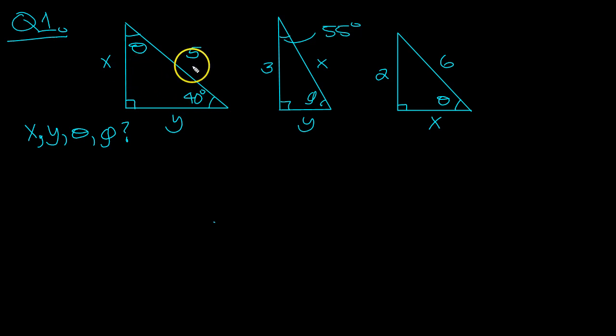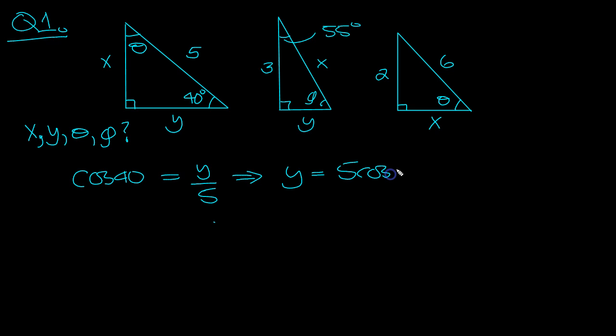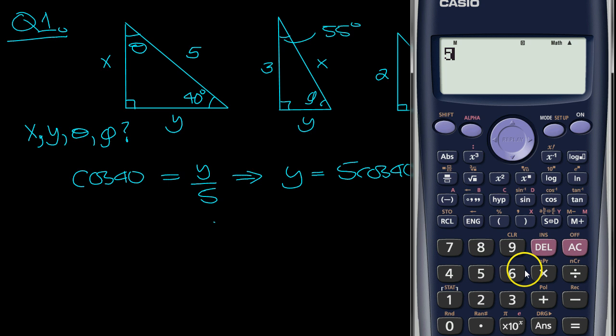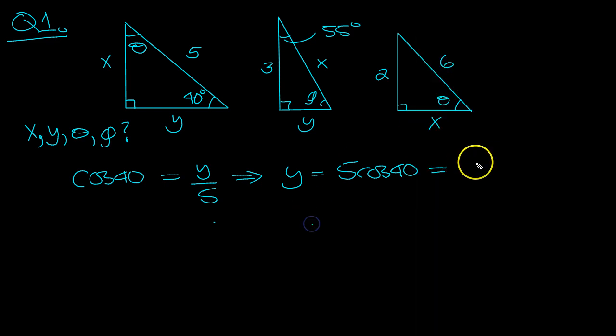For this one here, cos is adjacent over hypotenuse, isn't it? Cosine 40 is equal to the adjacent, which is y, over the hypotenuse 5. So that tells us that y equals 5 cos 40. Okay, 5 times cos 40 in degrees mode. We'll do it to 2dp, 3.83. And that was to 2 decimal places, which is what we're going to work to.